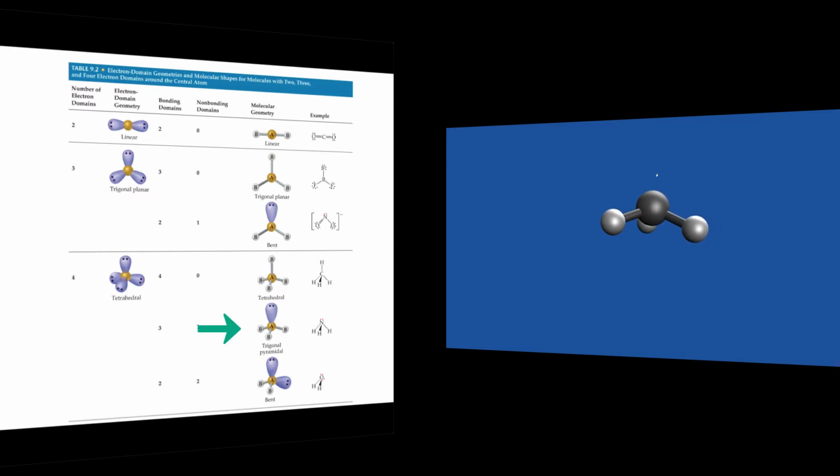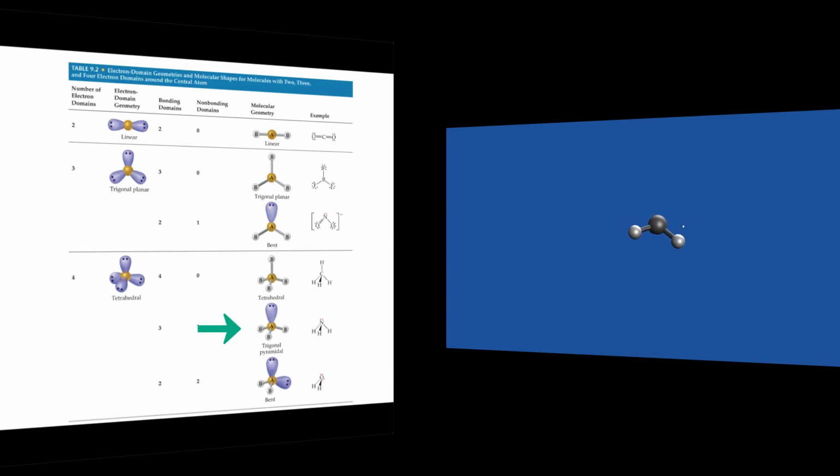I'm missing one of those 4 bonding domains. And I label molecular geometry according to bonds, according to bonding domains. So the shape that we're looking at here is known as trigonal pyramidal, because this structure really does make essentially sort of a pyramid, right? So this is the bottom of the tripod we were talking about before. So this is a molecular geometry known as trigonal pyramidal.